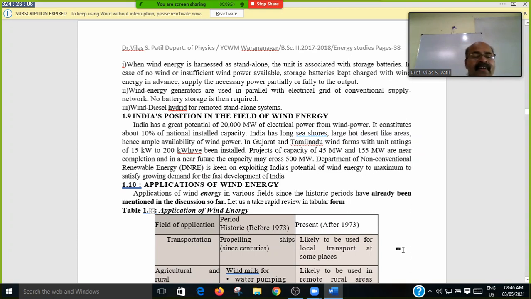Okay friends, next, 1.9, India's position in the field of wind energy. What is the status of India in case of wind energy projects or wind energy plants? India has a great potential of 20,000 megawatt of electrical power from wind power, and it contributes about 10% of the national installed capacity. It means about 20,000 megawatt generation capacity of wind energy throughout India.